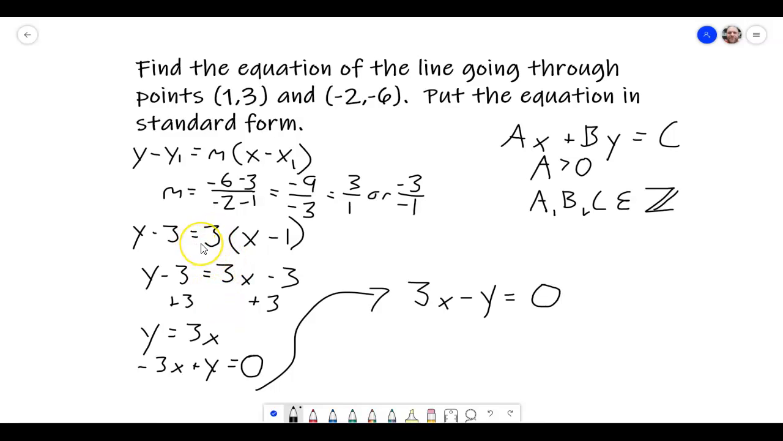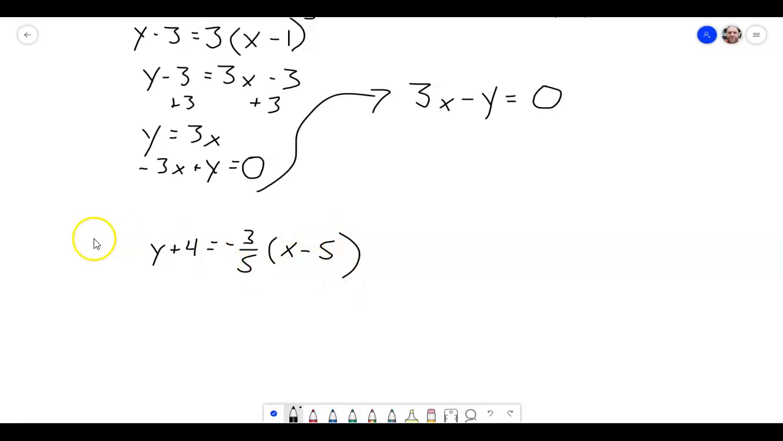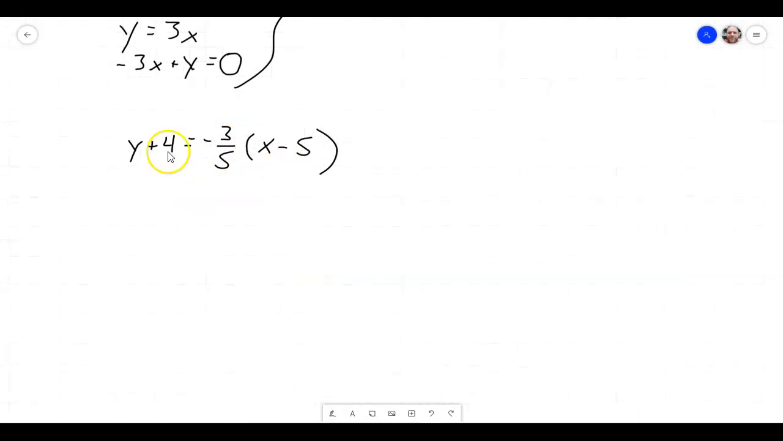Now, sometimes we come out with a fraction that we can't reduce with the slope, so let me give you a quick example of what you would do in that case. Let's say we got to the point slope formula there, and we had something that looked like this. Let's say I had y plus 4 is equal to -3 over 5 times x minus 5. Let's say this is a completely different example here, but I just wanted to show you an example where we have a fraction there.